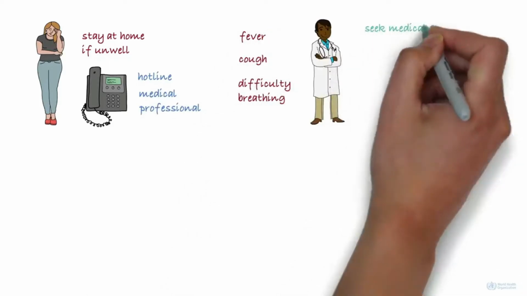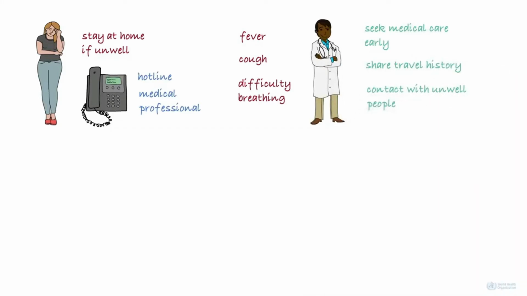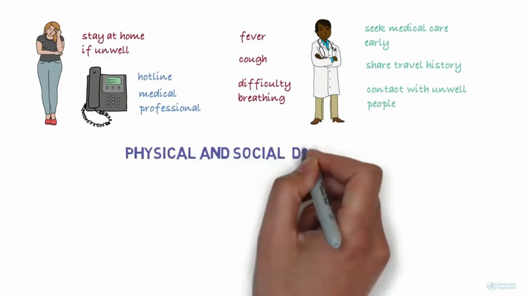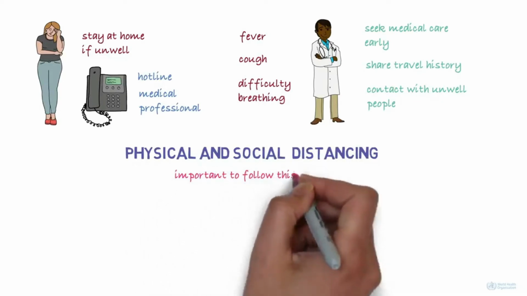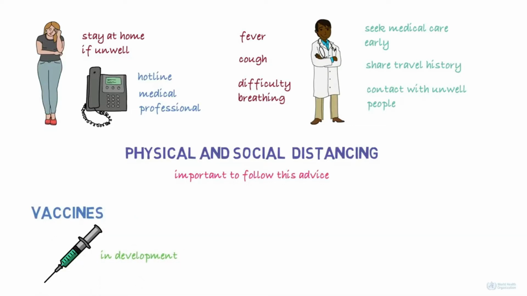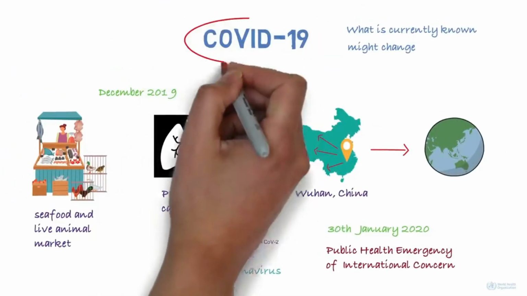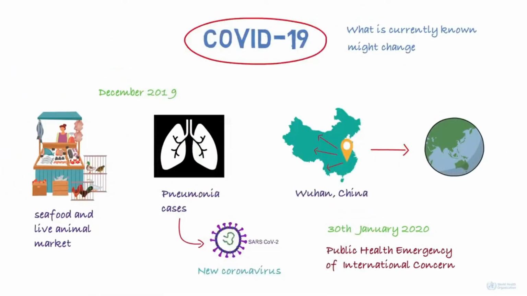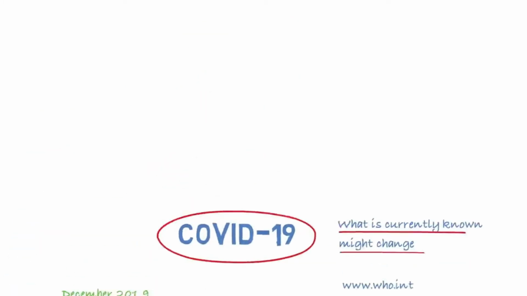It is important to stay home if you feel unwell and call the hotline or medical care professionals. If you have fever, cough, or difficulty in breathing, seek medical care early and share your travel history or contact with unwell people. In some areas, the government has implemented specific physical and social distancing measures to prevent the spread of this outbreak. It's important to follow the advice. Vaccines to prevent COVID-19 are currently under development, and scientists around the world are working hard to make this happen.